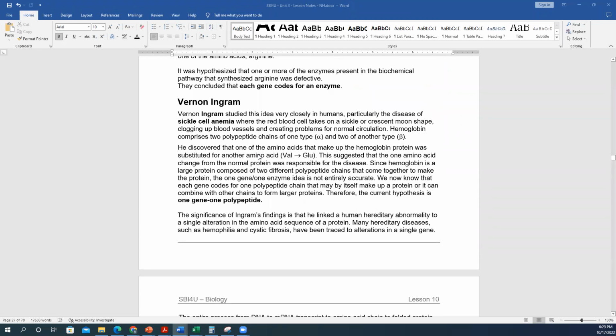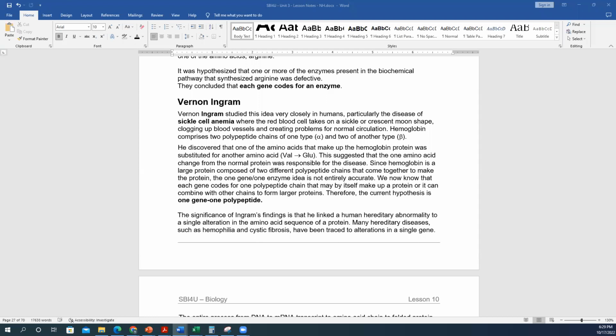So this was, again, further studied by another scientist, and this time he was studying this phenomenon in humans in the disease sickle cell anemia. And what you might or might not know about sickle cell anemia is in sickle cell anemia, the red blood cells don't have the typical shape that you associate with red blood cells.